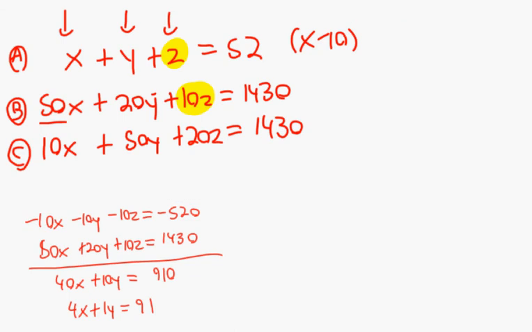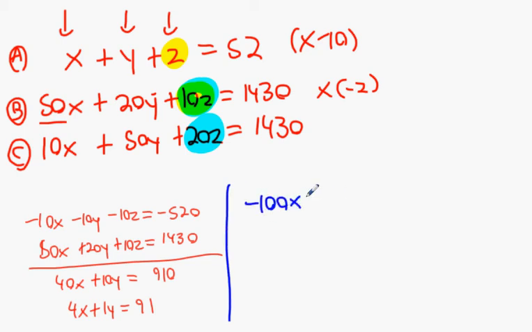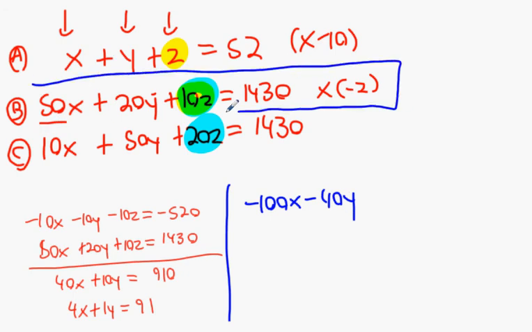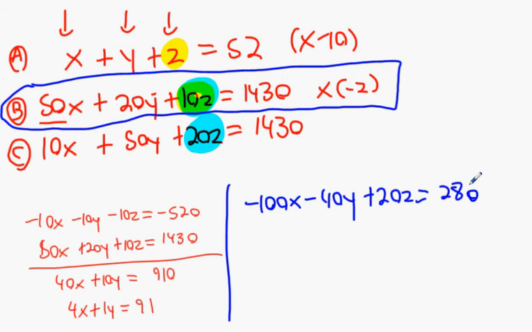Anybody see B and C? How could I get rid of them there? Multiply the top one by minus 2. I'm going to do it in blue over here. So minus 100x minus 40y, multiplying this one here by 2, plus 20z equals what? 2860. Leave the bottom one as it was.